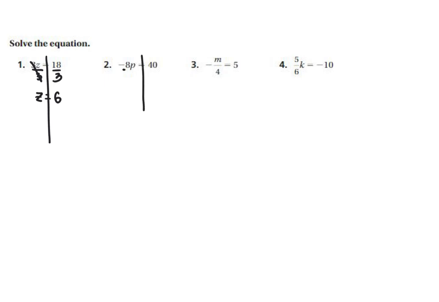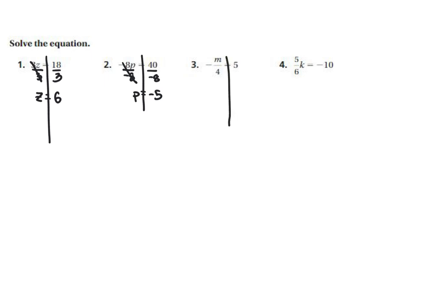Question number 2, you'll divide by negative 8 on both sides. Negative 8 divided by negative 8 is 1, so that's 1p. And on the right side, 40 divided by negative 8 is negative 5.